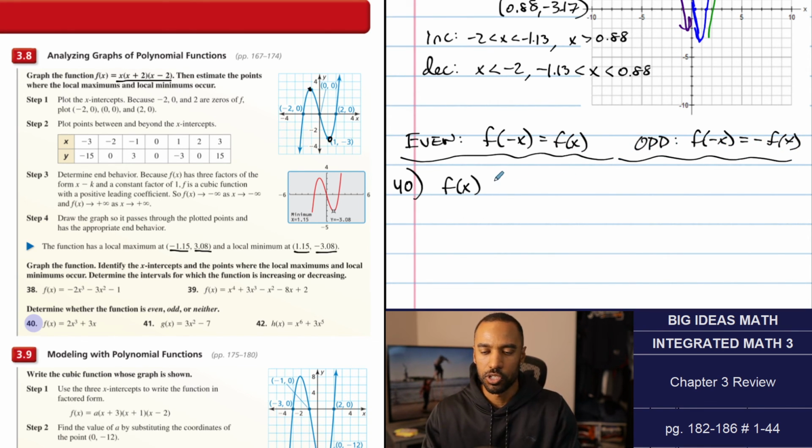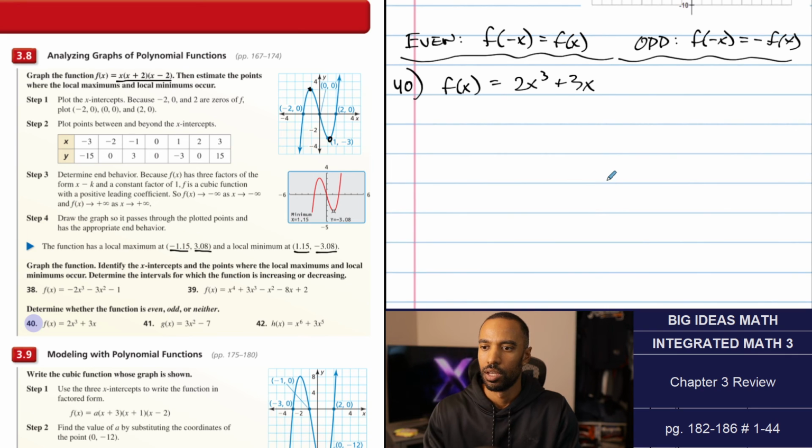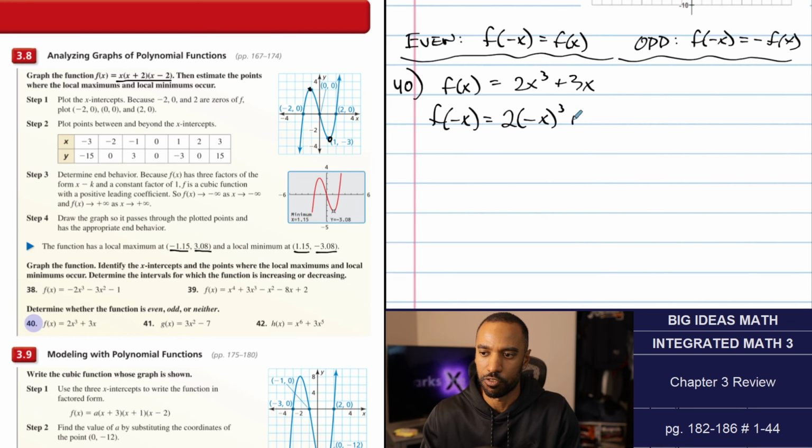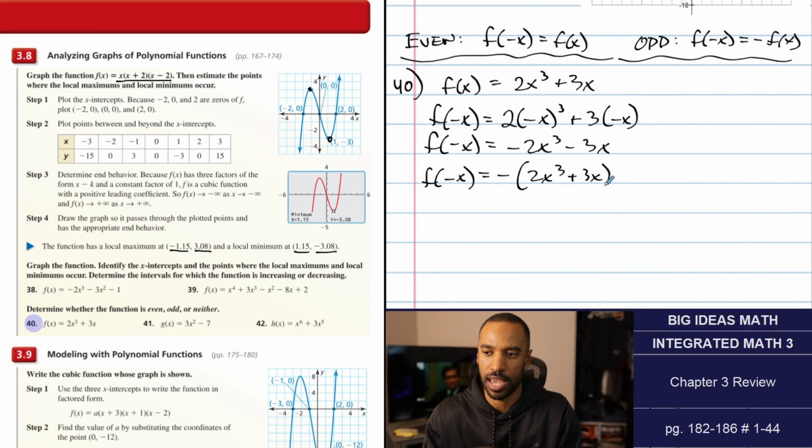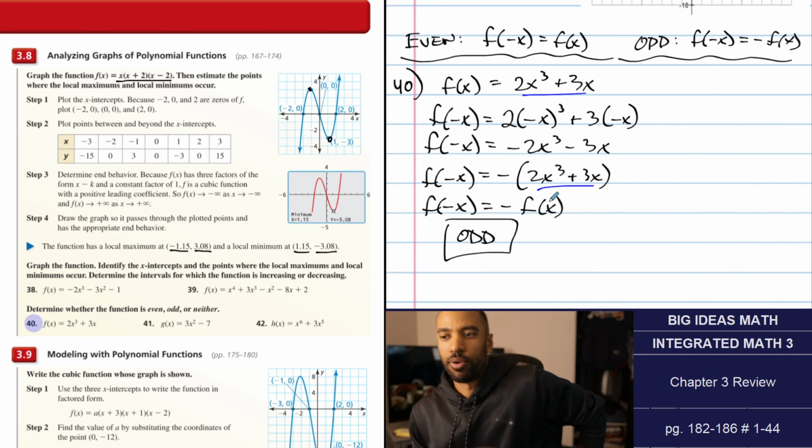Okay, so first one, number 40, f of x equals 2x cubed plus 3x. Let's substitute negative x into here, see what the result is. The general case for polynomials is that when you raise a negative number to an odd power, the sign changes. So this is negative 2x cubed minus 3x. If you factor out a negative 1, you're left with 2x cubed plus 3x inside. This was the original function. So we're getting the opposite of our original function. By plugging in negative x, we get the opposite of f of x. That is an indicator of an odd function. That is number 40. Number 40 is odd.